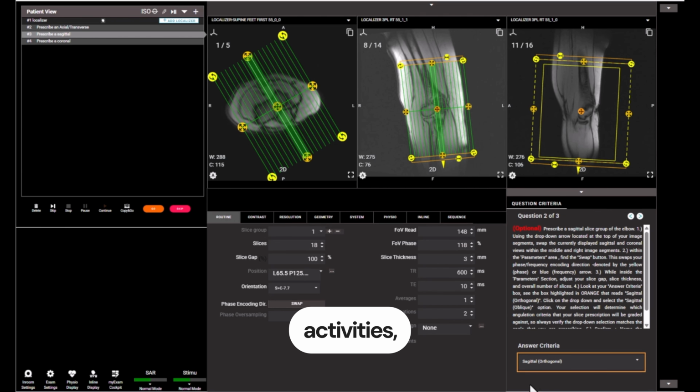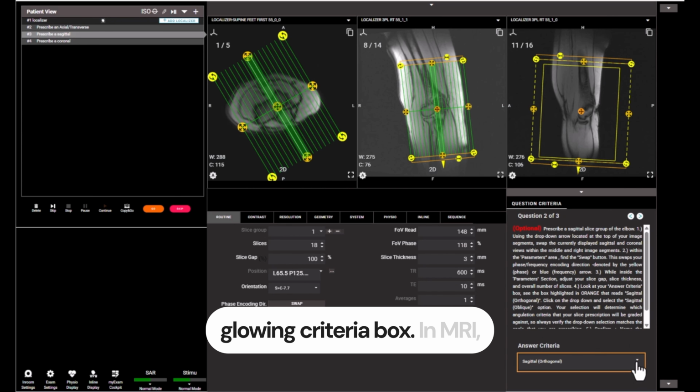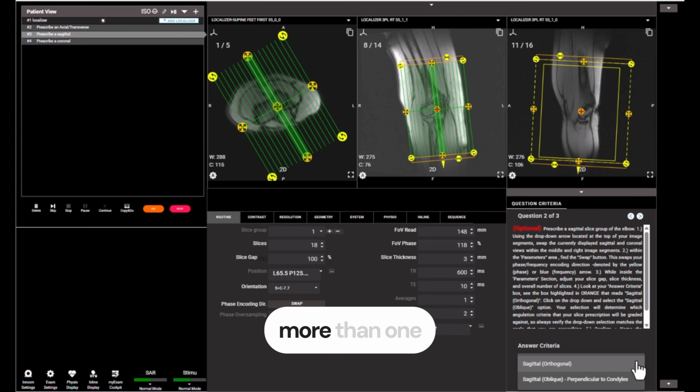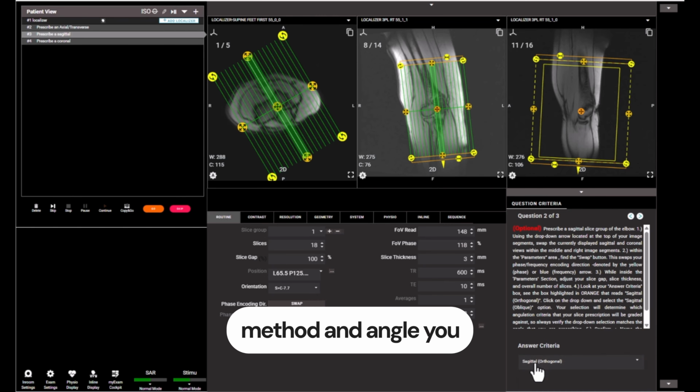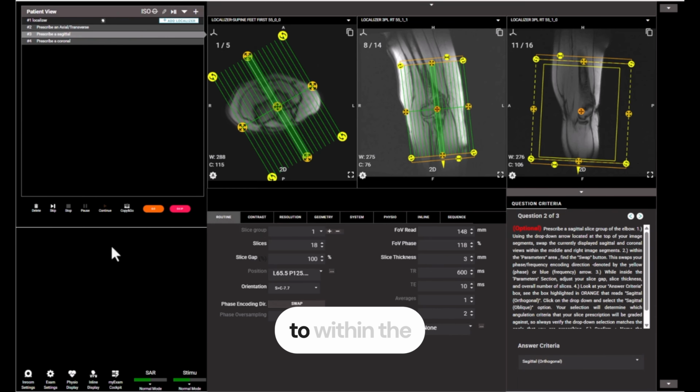Within some MRI activities, you will notice a glowing criteria box. In MRI, sometimes there are more than one acceptable way to angle and scan a slice group. This feature allows you to select which method and angle you will be prescribing the slices according to within the activity.